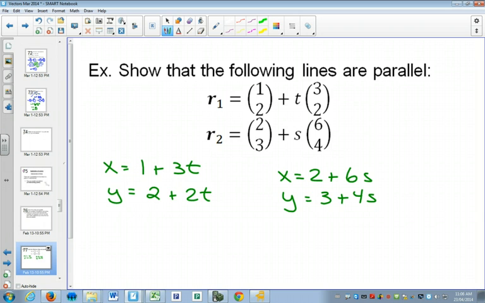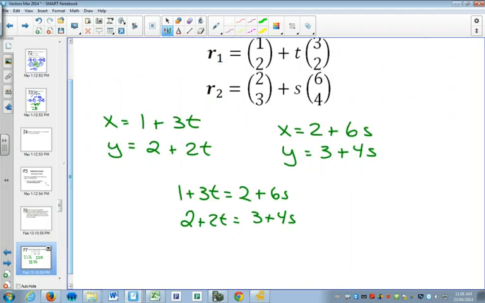Now, the reason we have 2 systems of equations is because if they do intersect, the x coordinates would be the same. So you would have that 1 plus 3t is equal to 2 plus 6s. And the y coordinates, if they're the same, you would have 2 plus 2t is equal to 3 plus 4s. We've set up 2 equations with 2 unknowns. We've got a system of equations. You can use substitution or elimination to solve.